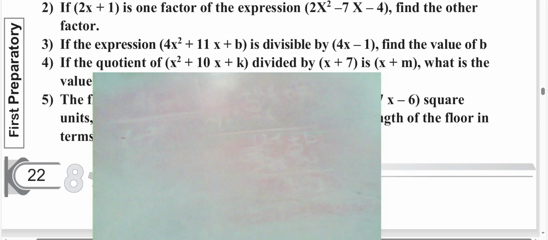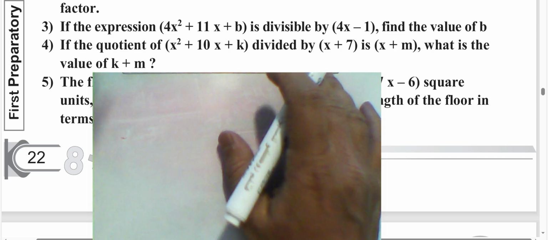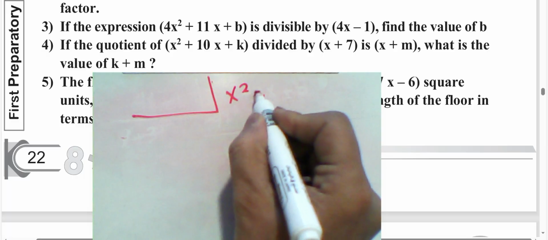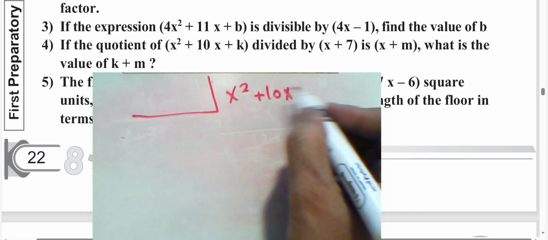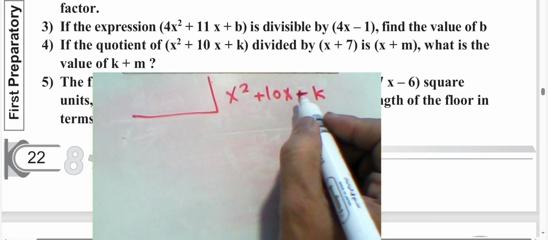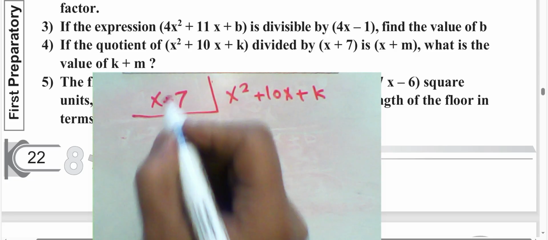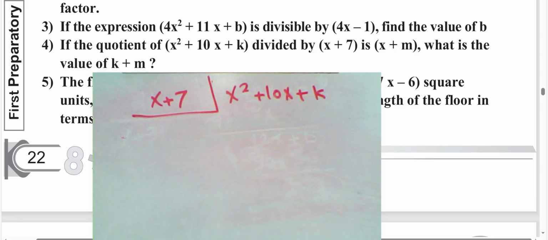Next question. If the quotient of the expression x power 2 plus 10x plus k is divisible by x plus 7, find k plus m. In the answer, give me x plus m. So we want to find the value of k plus m.